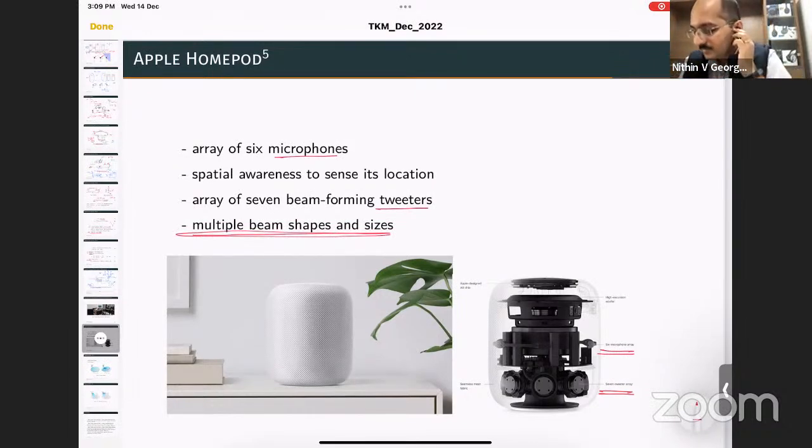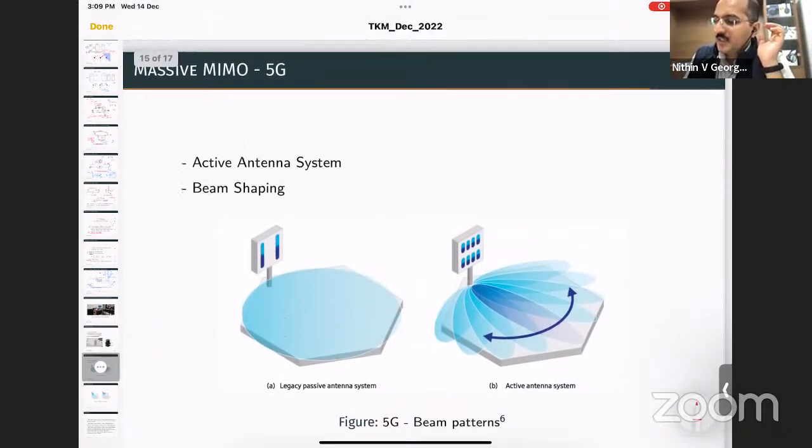HomePod. Now, if you think of an entirely different problem, that is 5G. What happens in 5G? What is the difference between 4G and 5G?